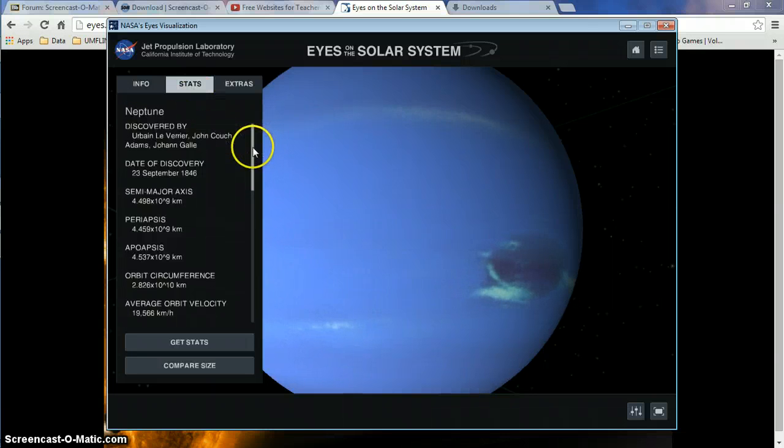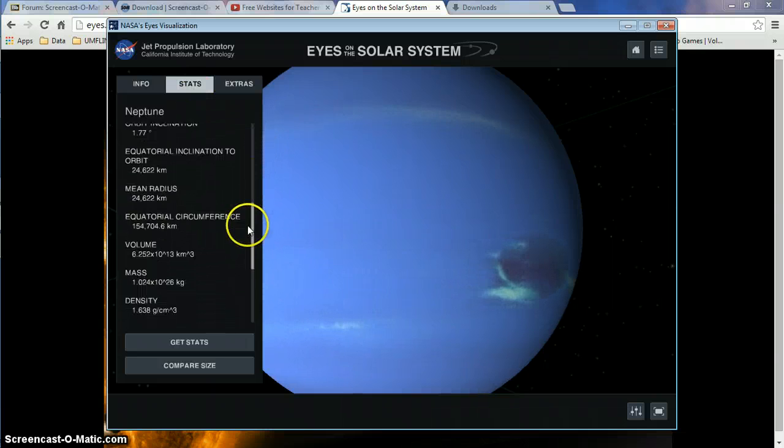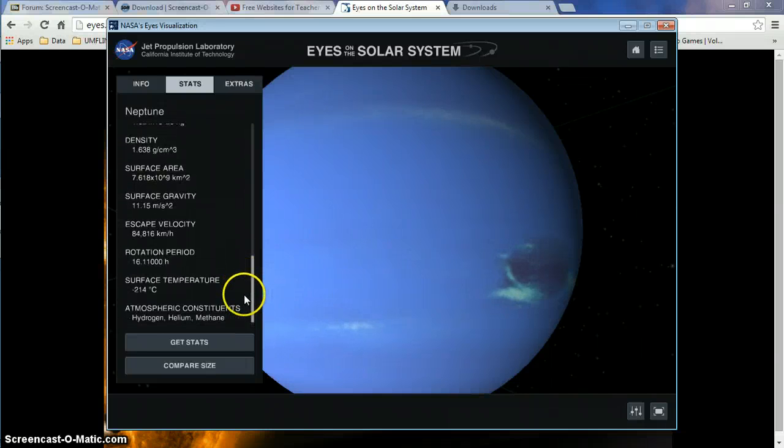And once again, we have our stats and the going theme: the further away you are, the colder it is. One of the reasons Neptune is so blue is not just the methane, but that methane in combination with helium creates this dark blue.